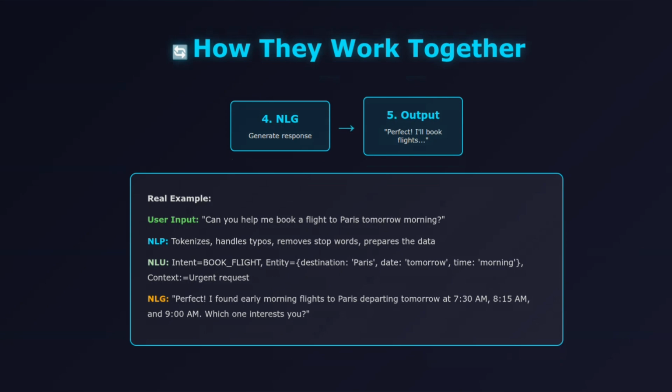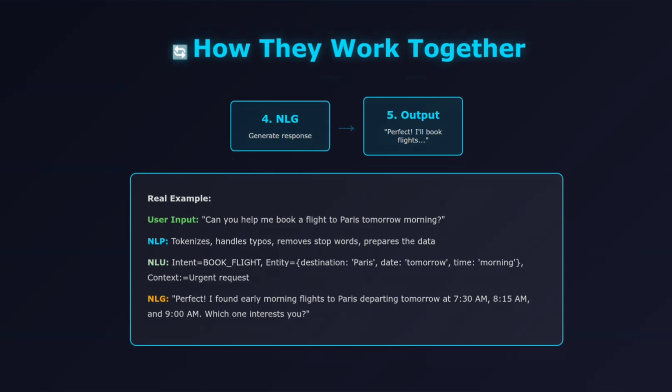Step 4, NLG response generation. The system crafts a response. "Perfect. I found early morning flights to Paris departing tomorrow at 7:30 a.m., 8:15 a.m., and 9 a.m. Which one interests you?" It's like a relay race. NLP prepares the baton, NLU figures out where to run, and NLG crosses the finish line with style.